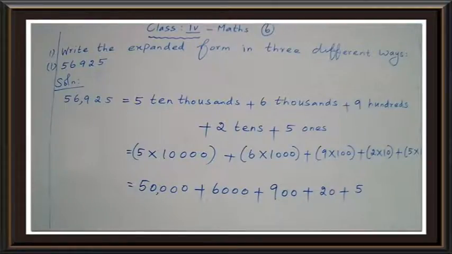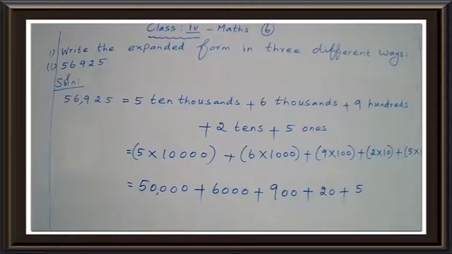The place value of its digits. Okay, so the first digit is 5. So the place value of 5 is 5 10,000s, plus the place value of 6 is 6,000s. The place value of 9 is 900s, plus the place value of 2 is 2 tens, plus the place value of 5 is 5 ones.